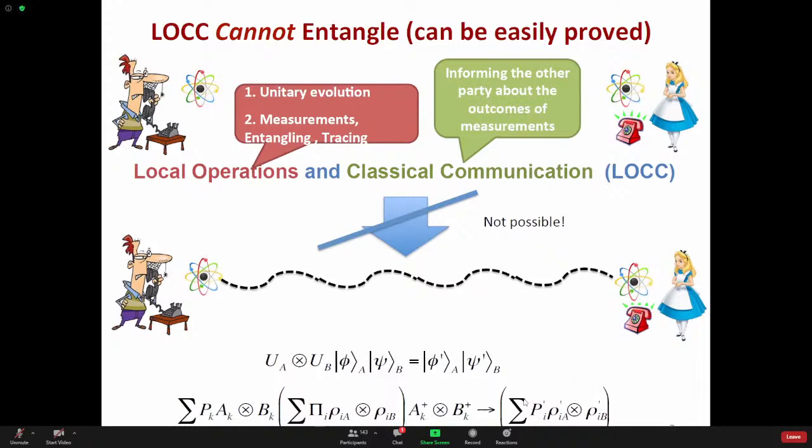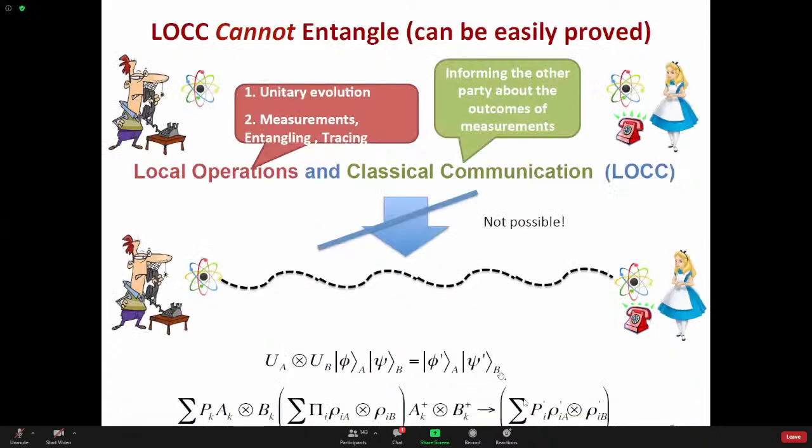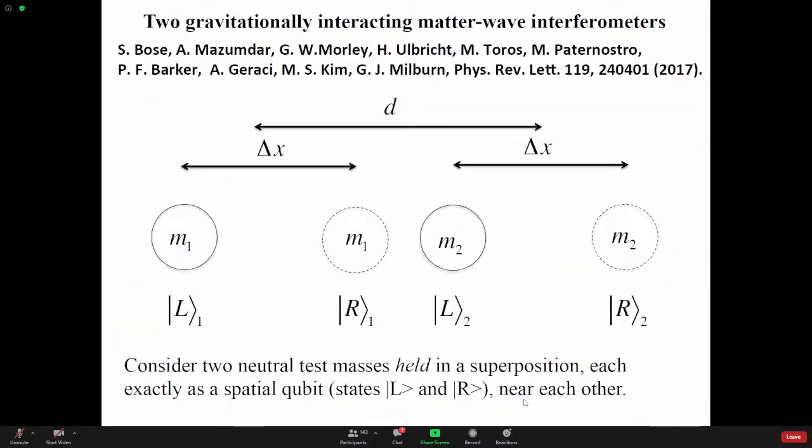And as I emphasized in the previous slide, we are taking the field to be classical here. So that's classical communication, and then it is clear that this cannot generate entanglement. So this is all the justification I will give. Now I will proceed to the experiment.